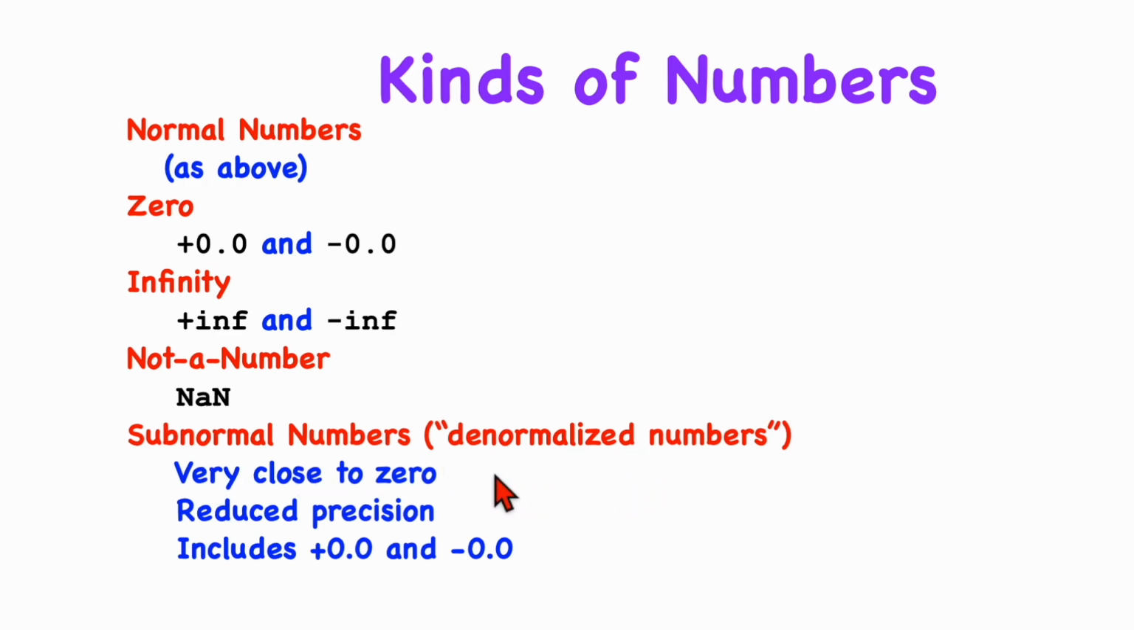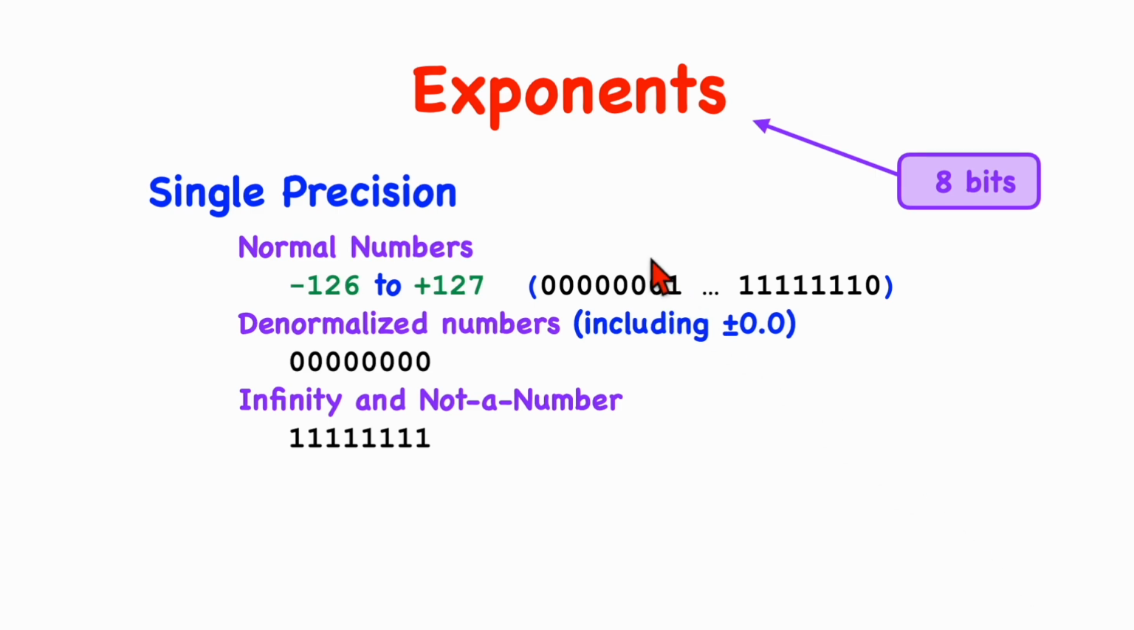And these are numbers that are very, very close to 0. They have a reduced precision, and the positive and negative zeros are actually special cases of denormalized numbers. Now let me talk about exponents.